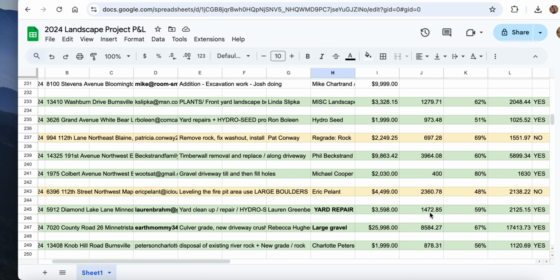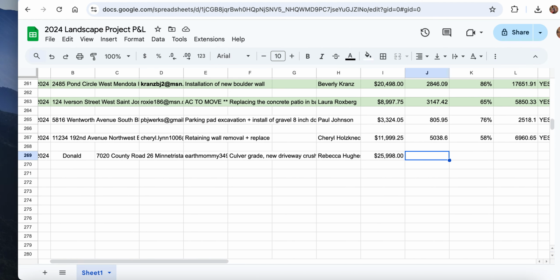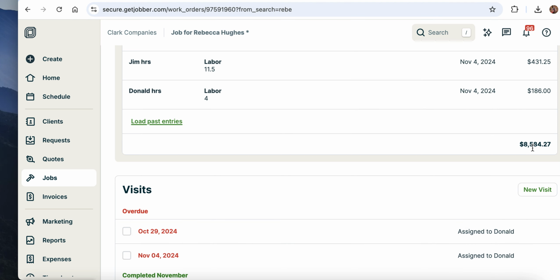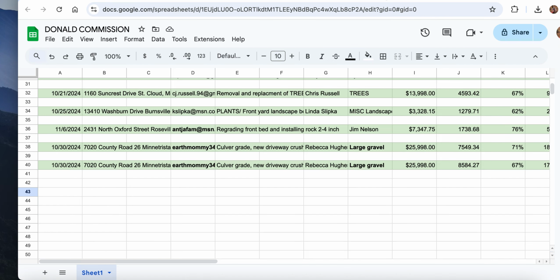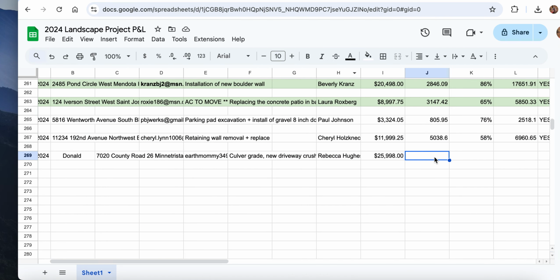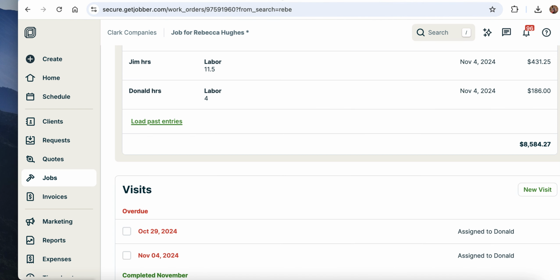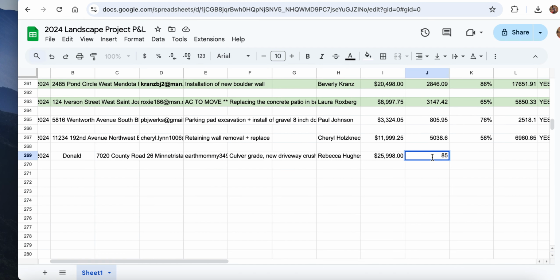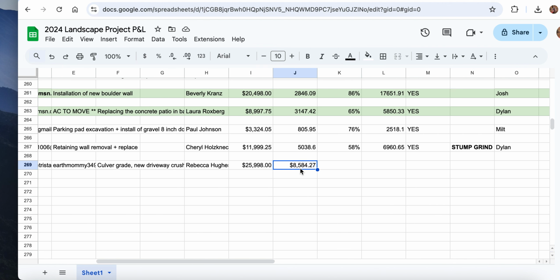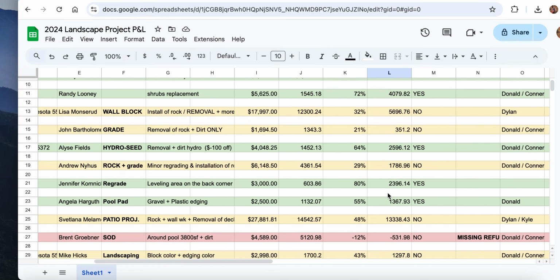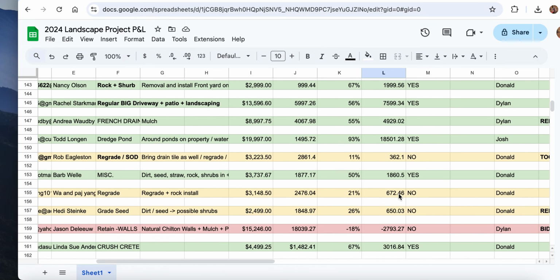So you're going to go down to where we were just at here. You're going to take that total of the expenses from Jobber, $8,584.27, and put that into that spreadsheet. So the total job costs of labor and materials. Then you're going to subtract this number from the job total. And that will give you the profit before overhead, which again is this category here on the spreadsheet.